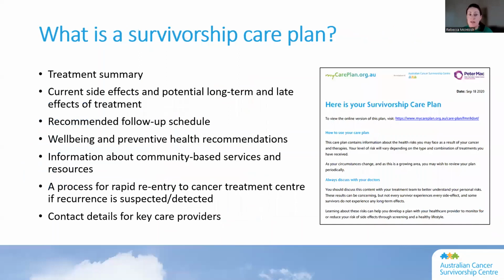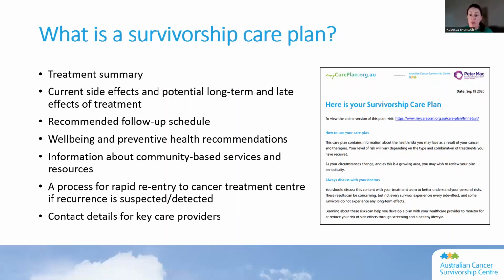So what is a survivorship care plan? A survivorship care plan is a formal document that typically includes the following information. Treatment summary. So this includes information about a patient's diagnosis and the treatments they received. A summary of current treatment-related side effects and potential long-term and late effects and symptoms of concern to look out for. A recommended follow-up schedule for medical tests and post-treatment surveillance.